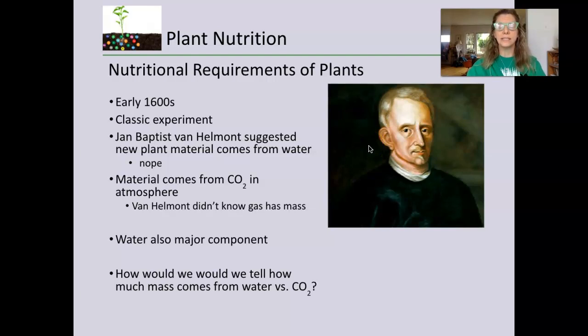Well, in the early 1600s, there was a classic experiment by Jean-Baptiste van Helmont, who suggested that new plant material came from water. Well, that wasn't really the case. Material from plants really comes from CO2 in the atmosphere. But van Helmont didn't know about gas and that it had mass. Water is also a major component. But how could we tell how much mass comes from water versus CO2?